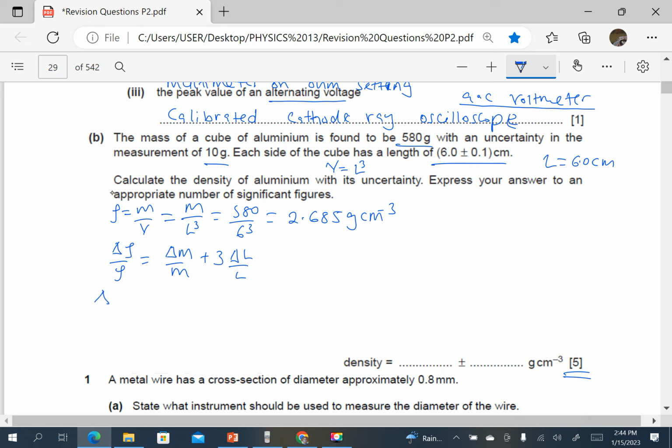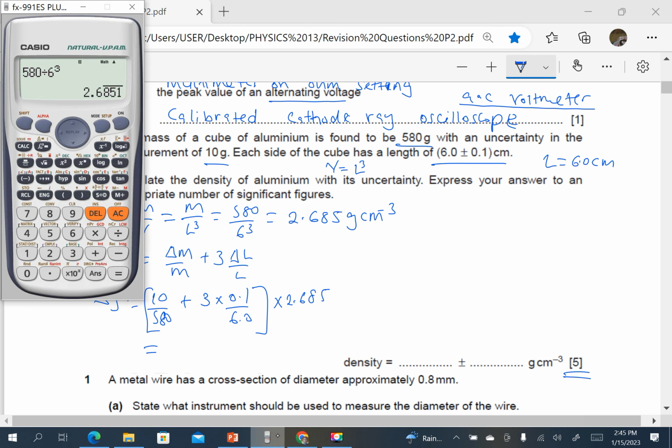So the absolute uncertainty in density is going to be, for the mass, 10 grams over 580. We don't convert the units because we are dividing, so the units cancel out. Plus 3, the side is 0.1 divided by 6.0. I'll multiply this by the density because it was in the denominator, so it is times 2.685.